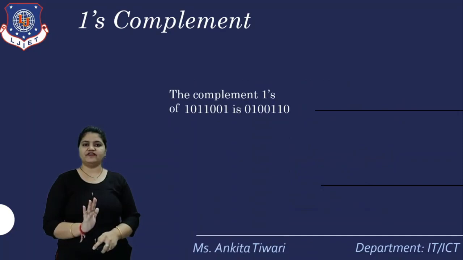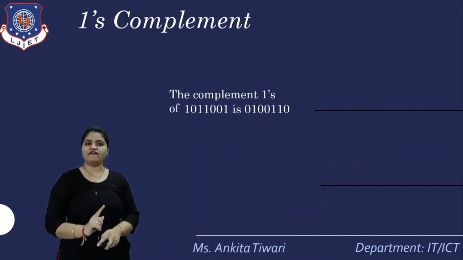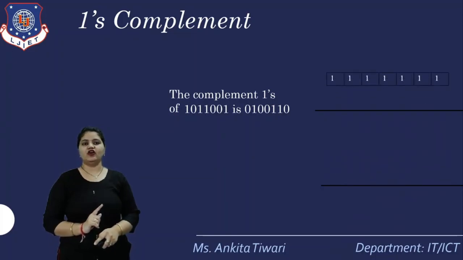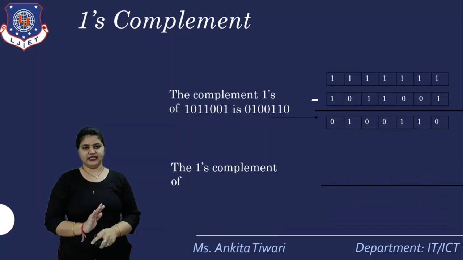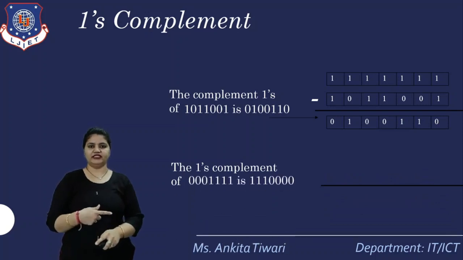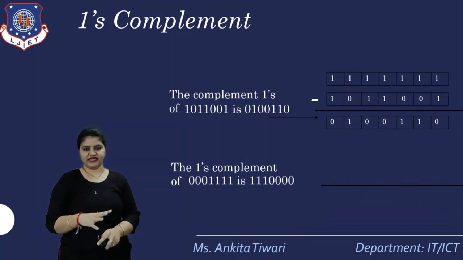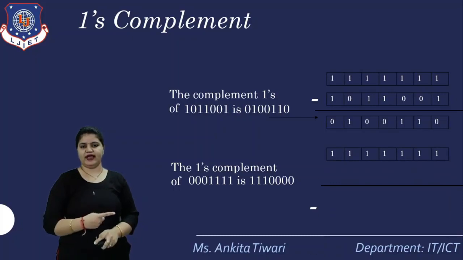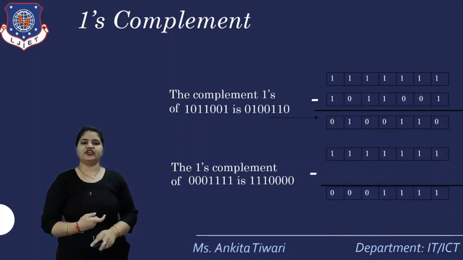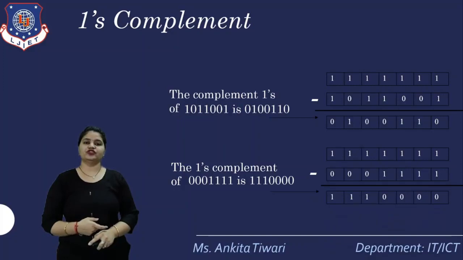The same thing, suppose I have taken an example of 10111001. It comprises 7 digits. The same thing, 1 seven times minus your number, you will get the answer. The same thing, 1's complement of another number, that is 0001111, 6 digits. So 1 six times minus your number, and you will get the answer. So this is what 1's complement is.